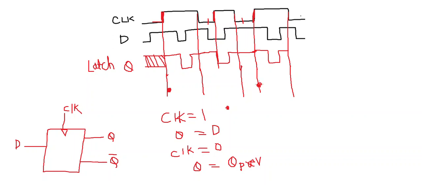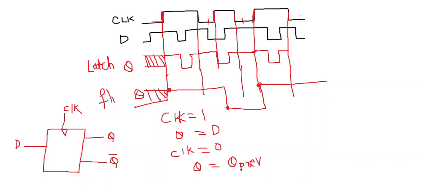So what will be my Q? It will hold this, so it will be high, and then here it will be low, and then here it will be low, and here again moving from 0 to 1, it will be high again. And here I don't know what the output is, 1 or 0, so I'll keep it like this. So this is my flip flop.